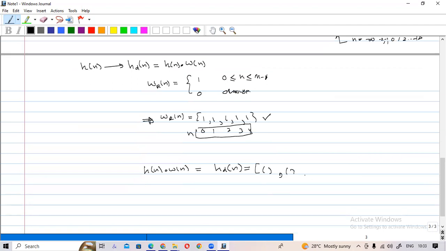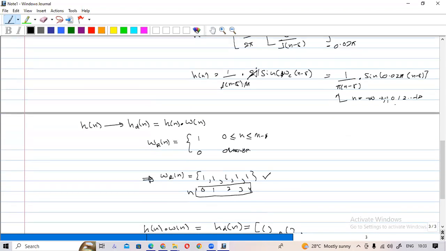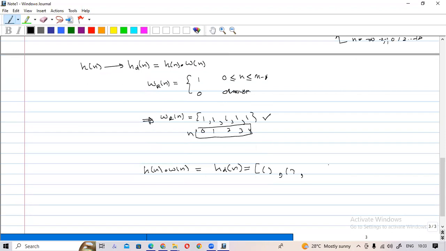I'm not calculating the samples. Please do it by yourself. And then you can calculate when n is equal to 2, 3, and 4. So you have 5 samples. So this is your desired response. So one question is done. This is how you find your desired response.